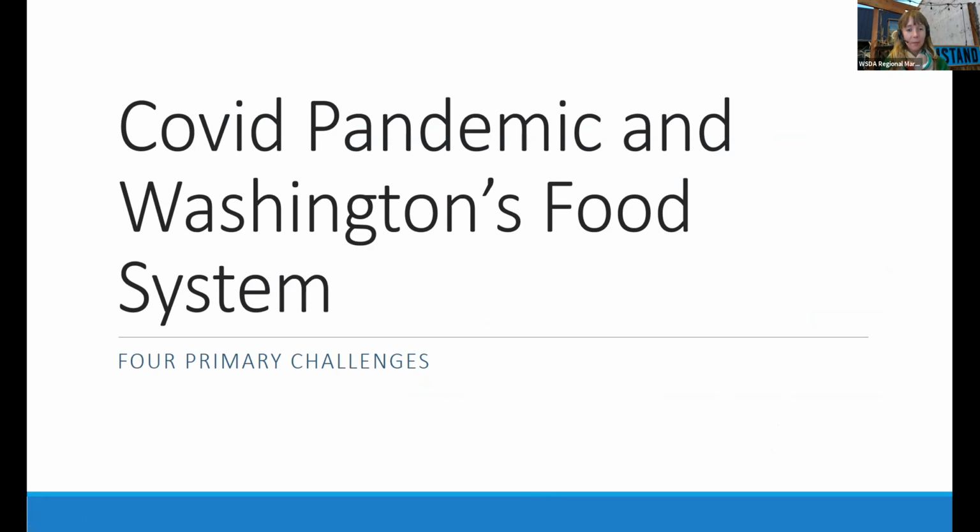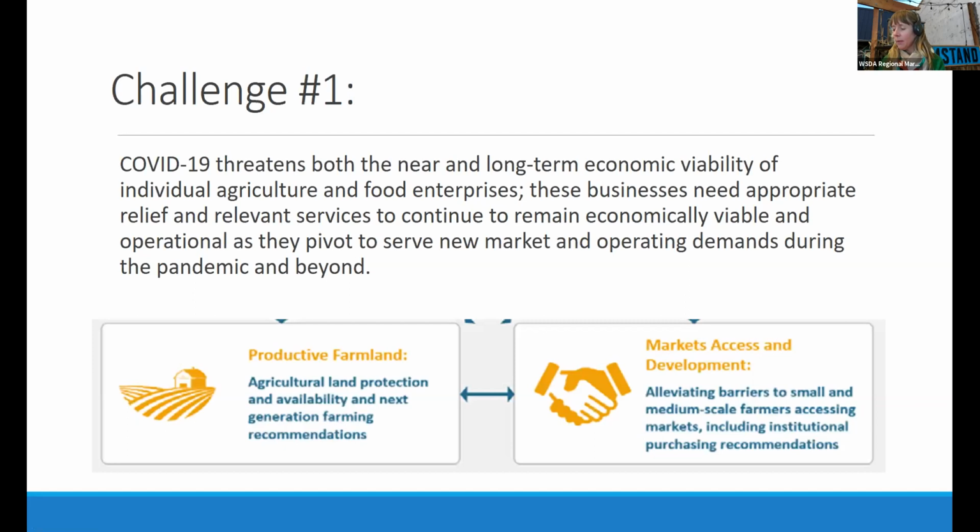2020 opened with the coronavirus pandemic and real impacts for our food system locally and nationally. Trying to keep myself on track here. The forum was recognized as an entity that had been thinking about a lot of these issues pre-pandemic and was actually asked by the governor's office to take a special look at the food system and the impacts from COVID and make some recommendations for action and to help make sense of it.